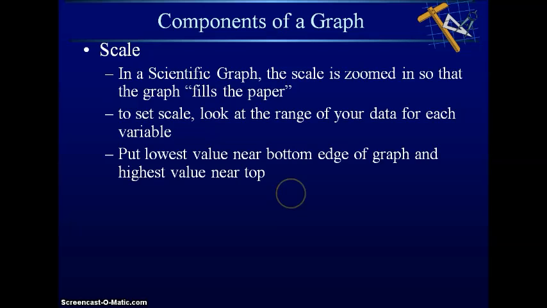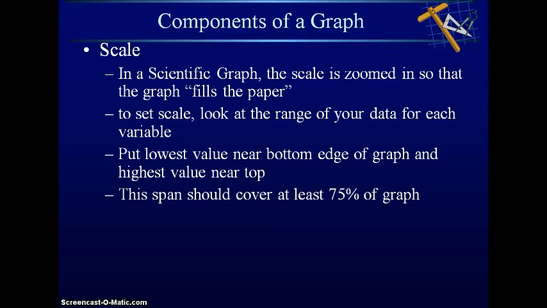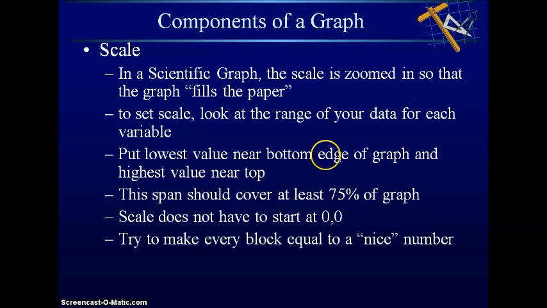on your labels. So you want to look at your range and see, well, what's the lowest value that I have information for, and make sure that goes near the one edge, and the highest value should go near the top. And a good guideline is you want to set it up so that your graph is covering at least 75% of the paper. And we'll show you what we mean by that. Scale does not have to start at 0, 0. That does not have to be the corner of your graph. If you have information near 0, then yeah, start at 0. But if not, start near your lowest data set, and we'll show you some examples of that.